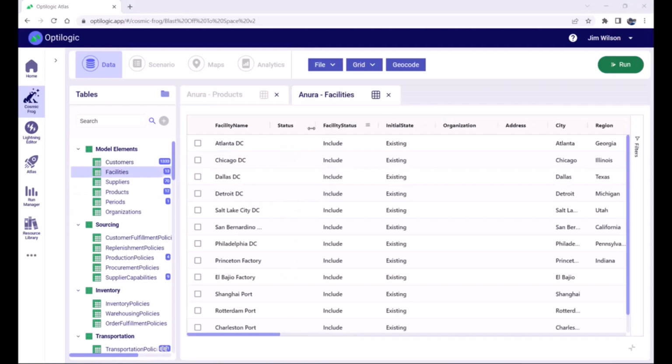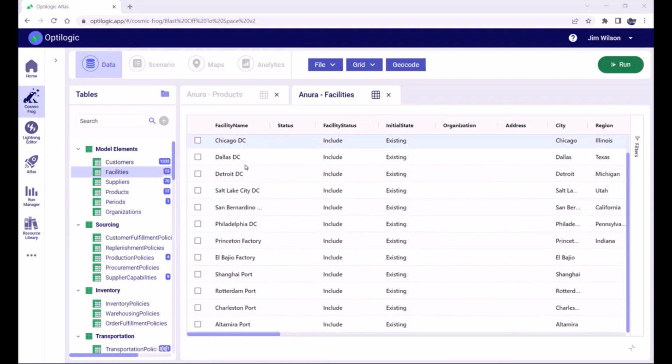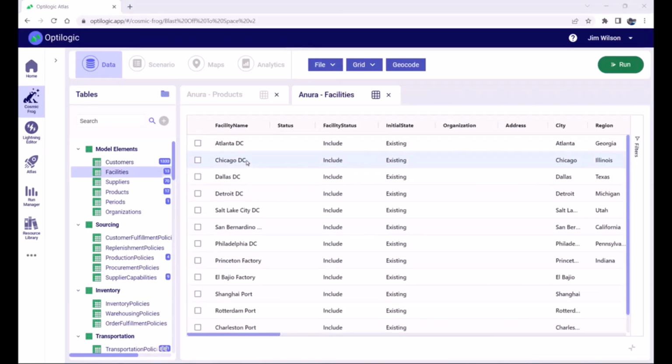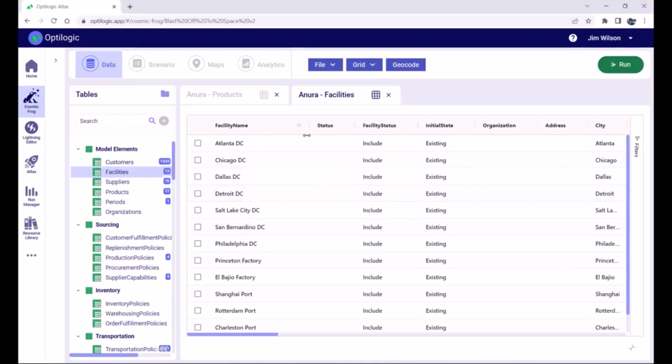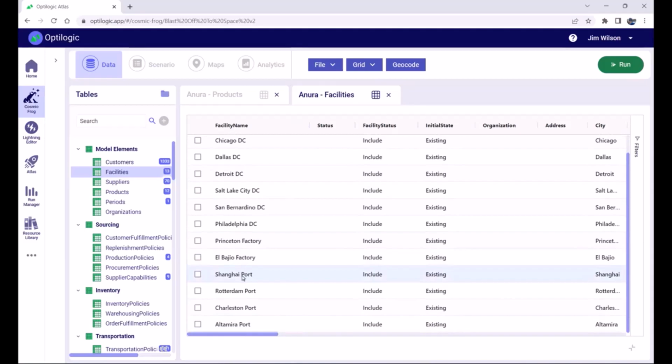Next thing to call out are the facilities. So we have different types of facilities in this model. We've got distribution centres, which ultimately are serving the customer, and they're receiving finished goods from the factories, and we have 7 of those. We then have the factories, one in Princeton, Indiana, and one in El Baggio in Mexico. And this is where the production's happening. We're taking the raw materials and converting them into finished products. But we also need to bring those raw materials in from both Europe and China.